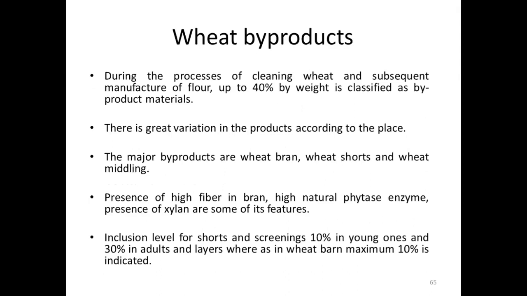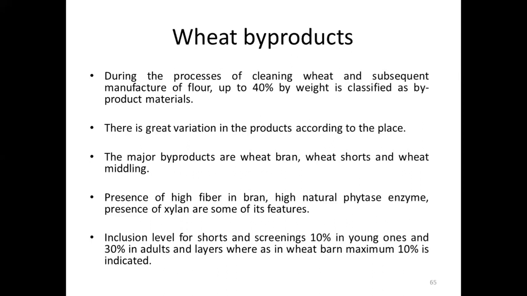Similarly, wheat byproducts. During the processing and cleaning of wheat and subsequent manufacture of flour, up to 40% of the wheat is classified as byproduct. Only 60% is used for human consumption. There is great variation in the products according to the place, because wheat bran, wheat shorts, and wheat middlings all are byproducts. They all have different energy and protein concentrations.